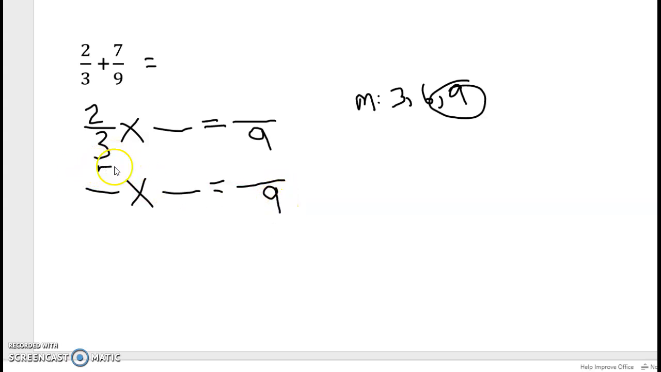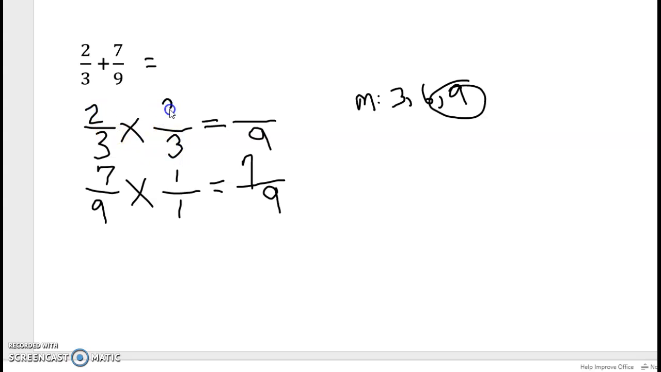I'll go ahead and put my original fraction here. And let's go ahead. This one's super simple. Nothing needs to change. We're just multiplying it by 1/1. But we will need to change the numerator of 2/3. So what? 3 times what equals 9? Well, 3 times 3 equals 9.